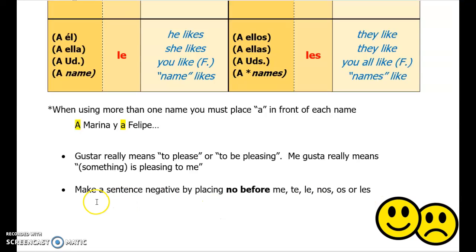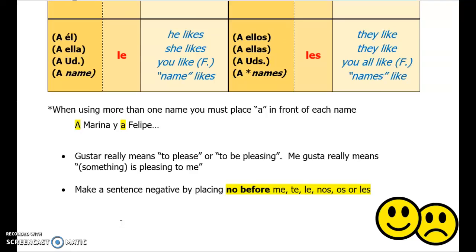Other thing we have to throw in there for you, very easy. You make a sentence negative by putting the no in front of the me, te, le, nos, os, or les. Normally we put the no right in front of a verb, which would be gusta, but it's not me no gusta, it's no me gusta. So the me goes closer to the verb.